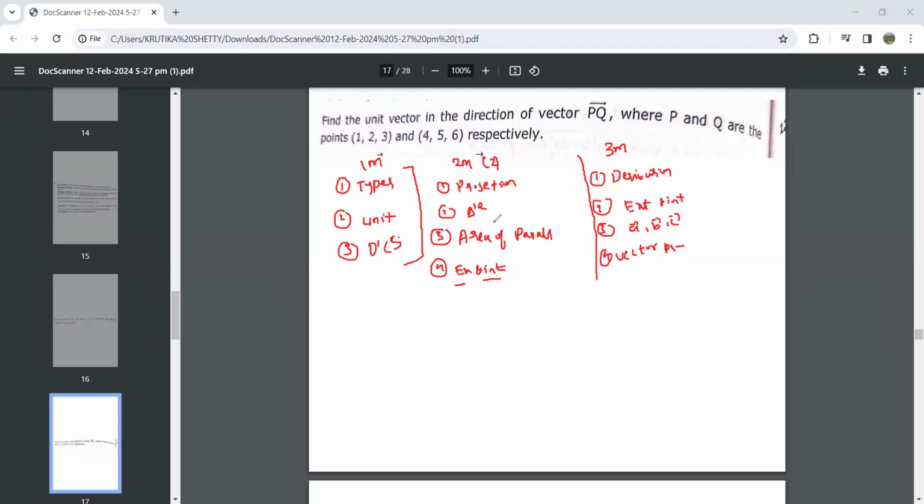On every concept we will try to discuss two questions: projection of a vector, area of a triangle, area of a parallelogram, and all this, and we will try to cover this topic. Questions come from these concepts, and this chapter is very important if you want to score good marks in the 2 mark and 3 mark sections. We need to solve this.